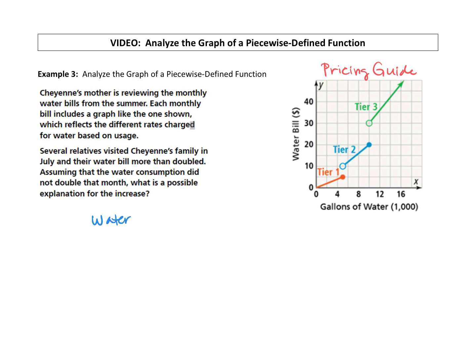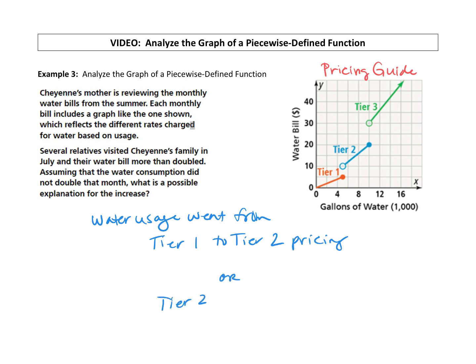The water usage went from tier 1 to tier 2 pricing. Or maybe they were already in tier 2 and it went from tier 2 to tier 3 pricing.